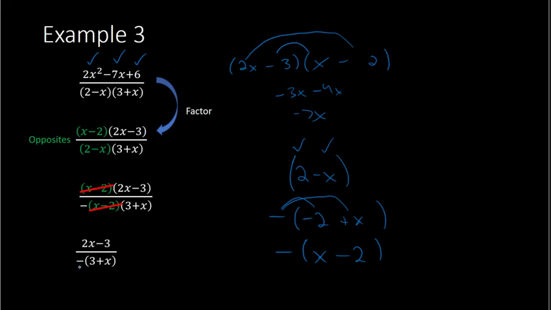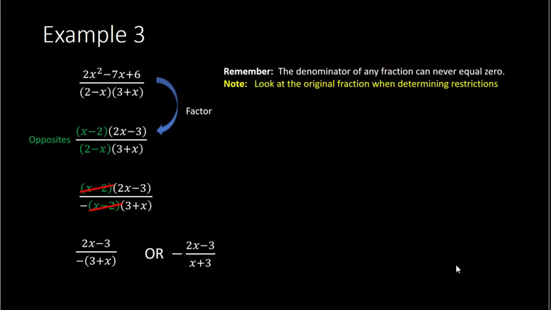Or if I wanted, this negative can go on the side of the fraction. That is the same thing, and either way that would be our solution. Now remember that there are restrictions on our fractions. So the denominator, remember, can never equal 0. And to determine what those limitations are, I'm going to look at my original fraction up here. So looking at the original fraction, we know that this bottom cannot equal 0.